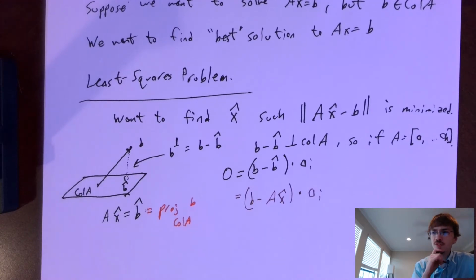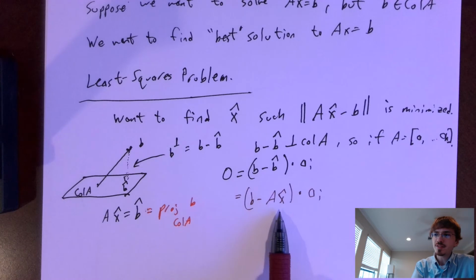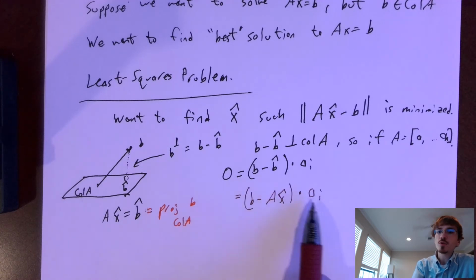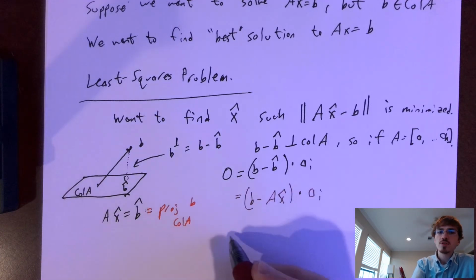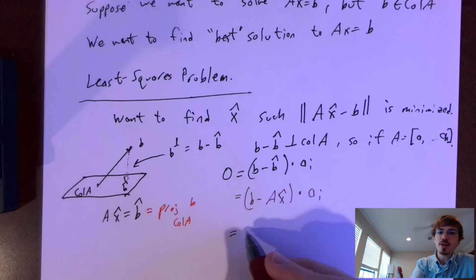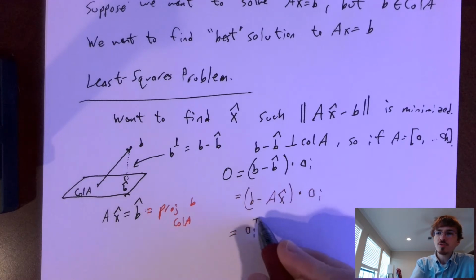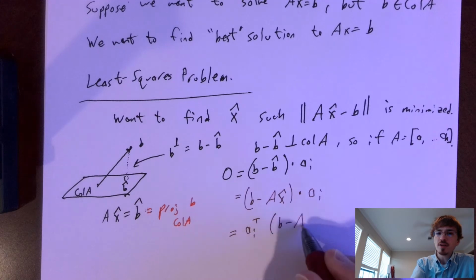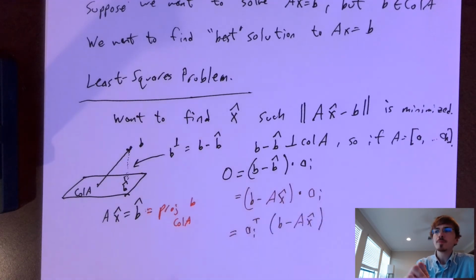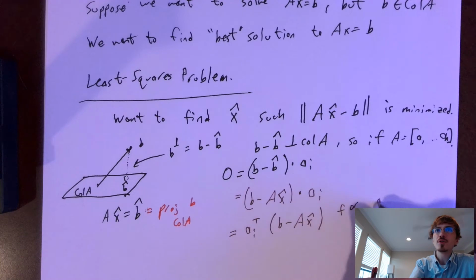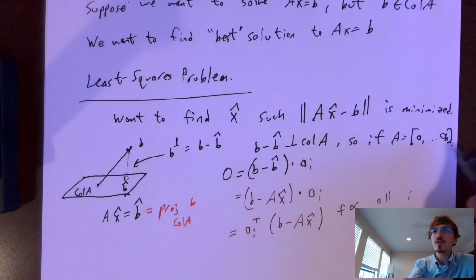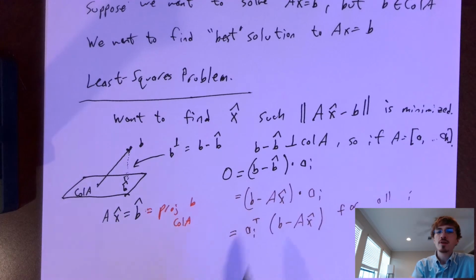All right, so what do we want to do with this now? Rather than writing this as a dot product, we want to write this dot product as multiplication by a transpose. So we remember that we can identify this dot product as a_i transpose times (b minus A x hat). And we know that this has to be 0 for every single value of i, right? This is true for every column. Any column that you pick between a1 through an, this product here must be 0.